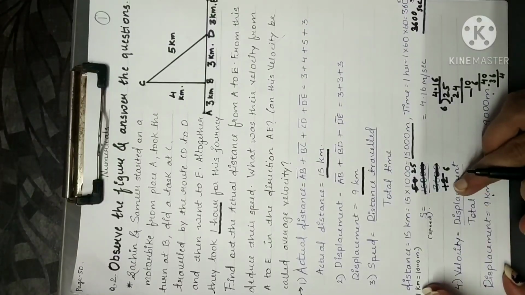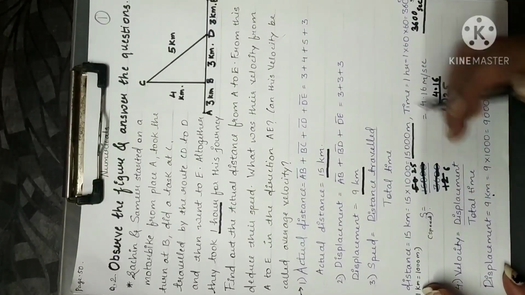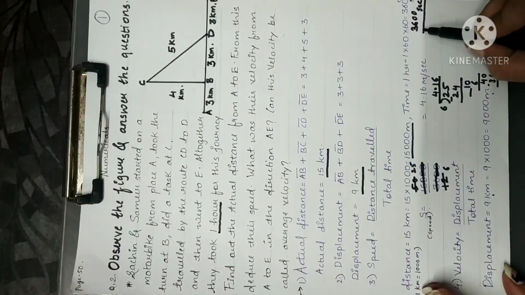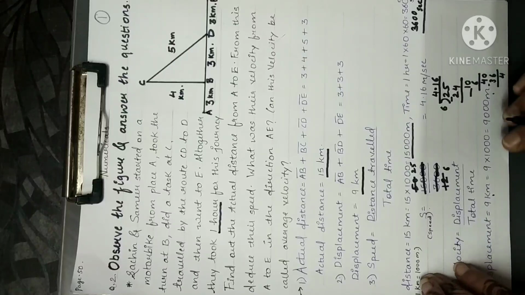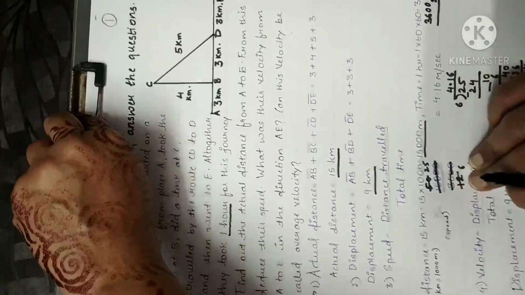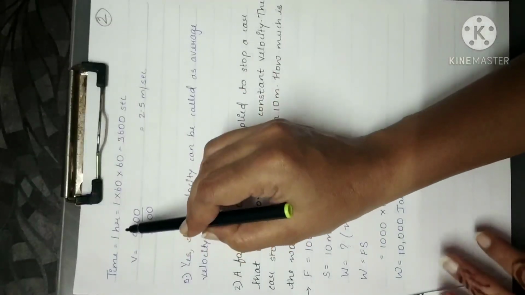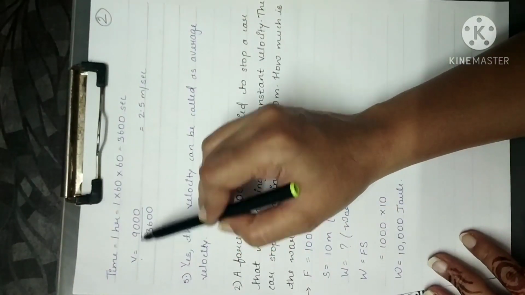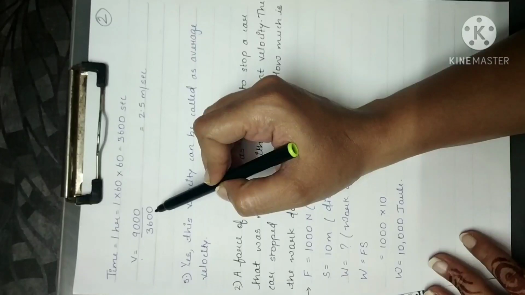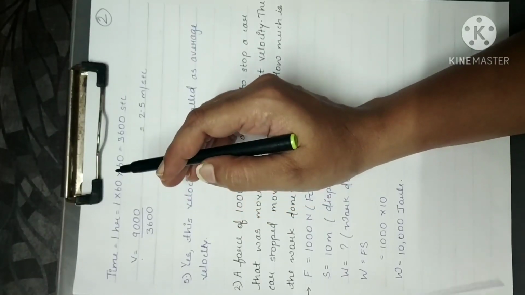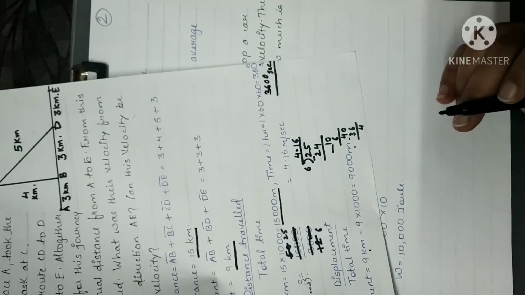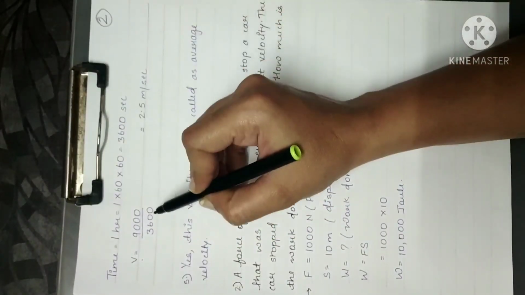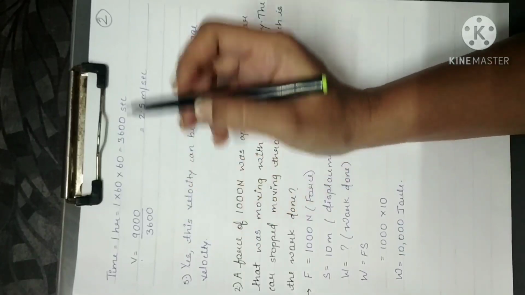Now this displacement value we will write here, and total time. Total time, children, you already know, is 1 hour. So 1 hour is equal to 3600 seconds. Velocity is equal to displacement upon total time. Displacement is 9000 meter, upon 3600 seconds. That is the time.